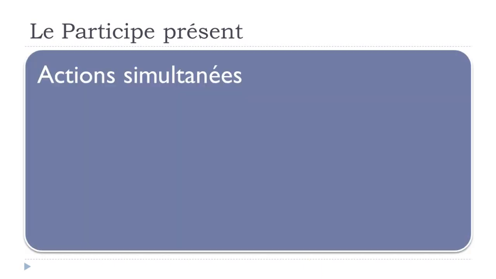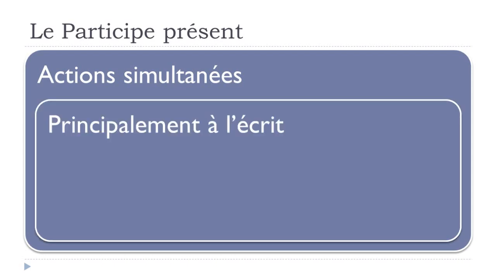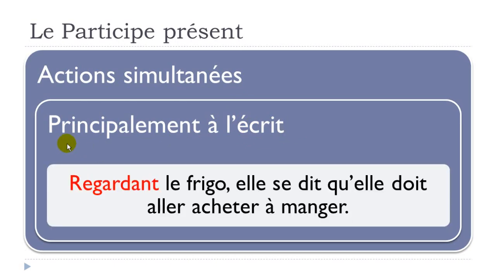The second use is, of course, to express two actions, donc des actions simultanées, but in that case it's possible to construct it without this preposition en. Keep in mind that in most cases you will use this structure when you write, principalement à l'écrit, okay? Normally, if you want to use it orally, you will use the gérondif form that we saw previously. But it's possible to use it like that, mostly if you want to write it. So, regardant le frigo, regarder is to watch or to look, frigo, the fridge.